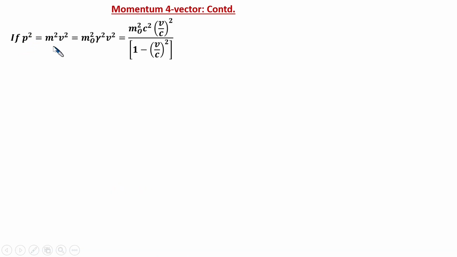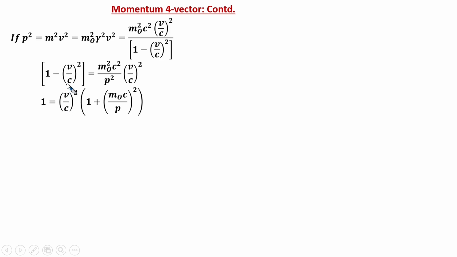Now p square is m square v square, because p is mv, and since m is m naught into gamma, I can write this as m naught square gamma square v square. I can write this as m naught square, v by c, c square, and this c square cancels, so m naught square v square. Here I can write gamma square as 1 minus v by c the whole square. If I take this on this side, and p square to the right-hand side in the denominator, I get this equation: m naught c square by p square, v by c the whole square.